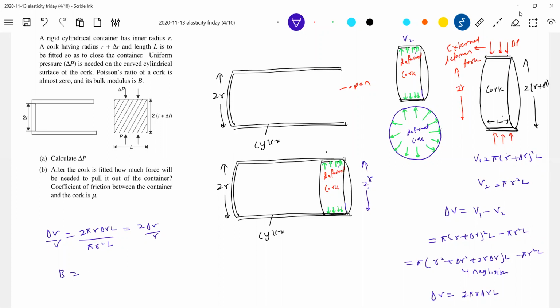Bulk modulus, how do you define it? Delta P divided by delta V by V. So delta V by V is how much? 2 delta r by r. So therefore, what is delta P? It is equal to B into 2 delta r by r. Okay, this much, anybody, can you give it a name? Calculate delta P. So what is that delta P?